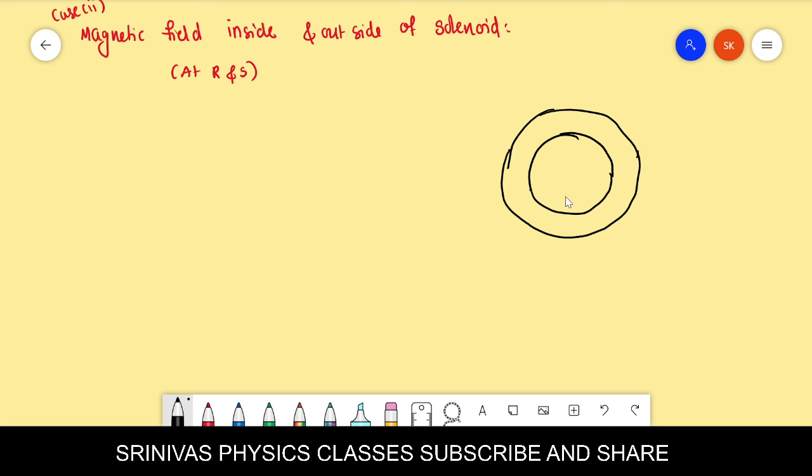This is our solenoid. This is a dot, yes? Dot means current is coming out like this. Current is coming out and entering like this. The entering current we write as a cross.